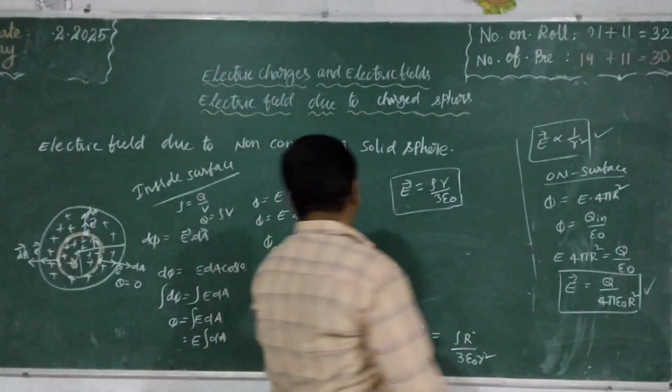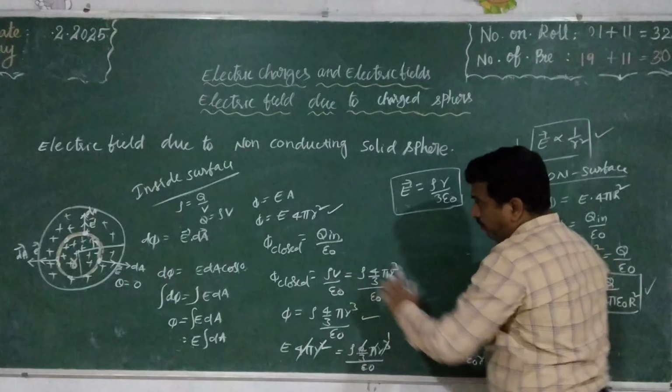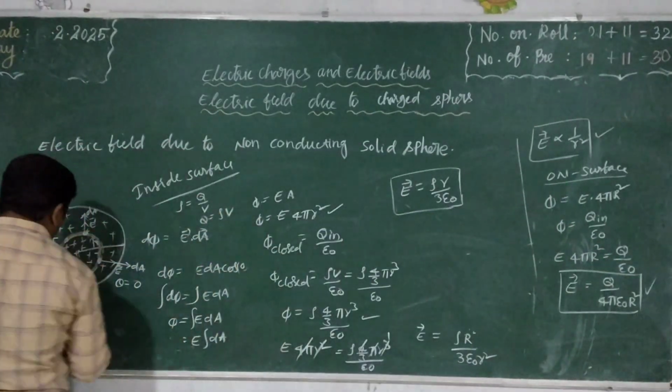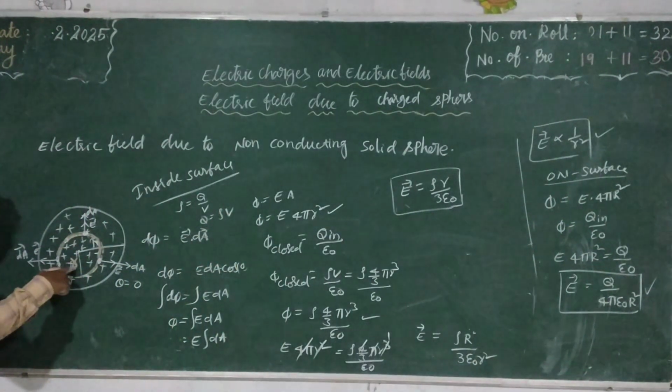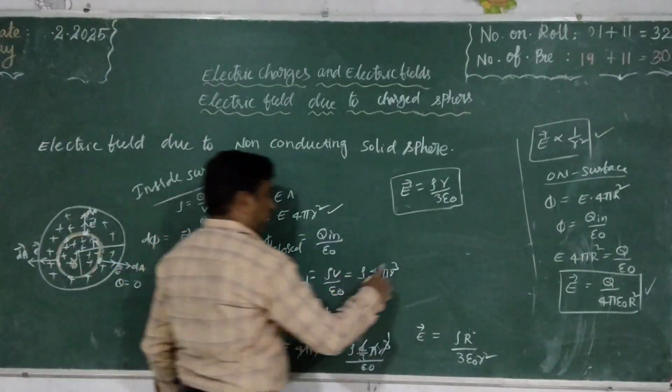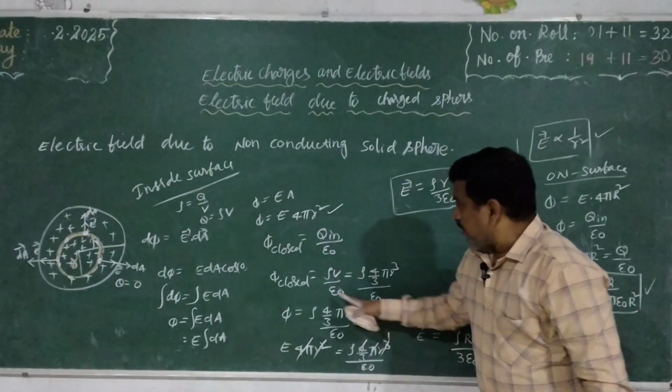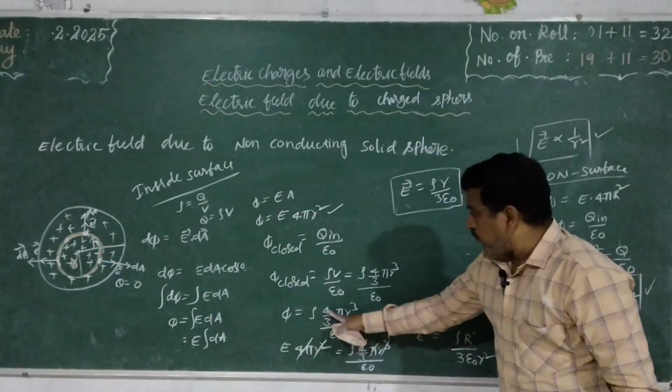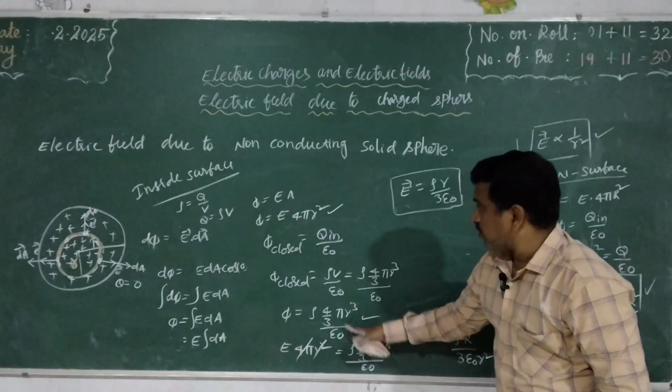Instead of q, here we can write rho V. Rho V means the volume of this small sphere, the Gaussian sphere, whose radius is r. So the volume is 4 by 3 pi r cubed. So phi equals rho times 4 by 3 pi r cubed by epsilon naught.